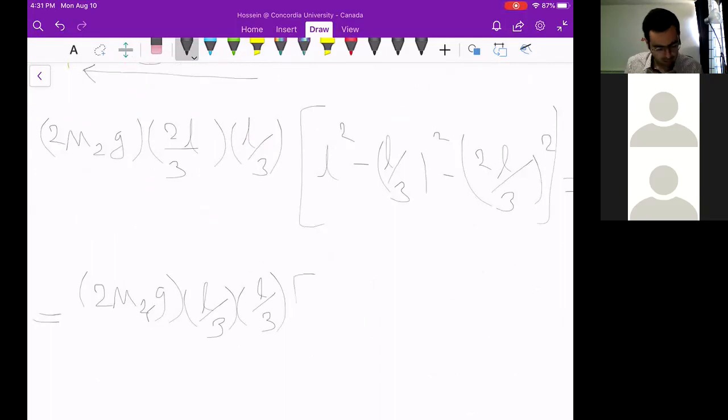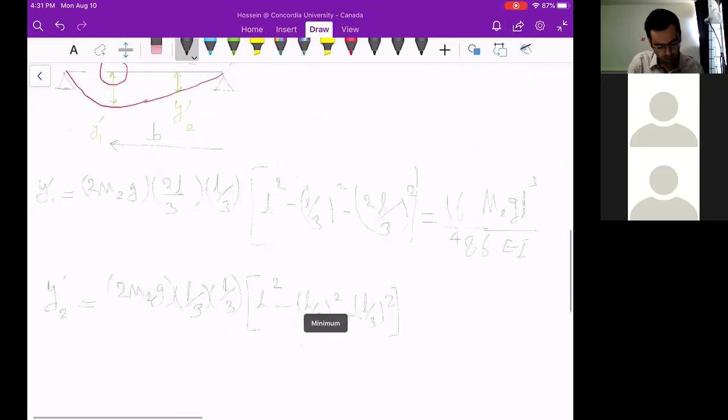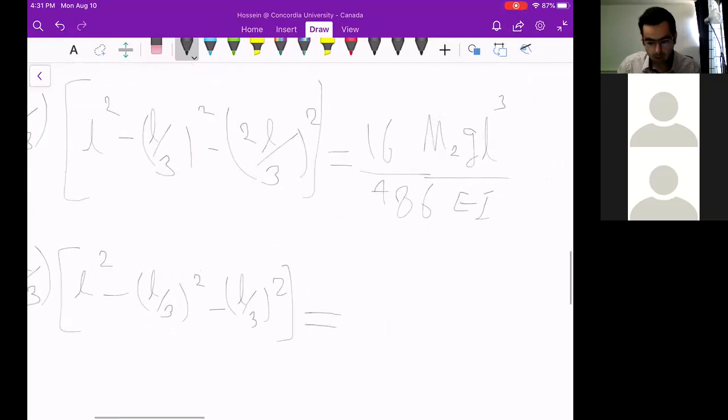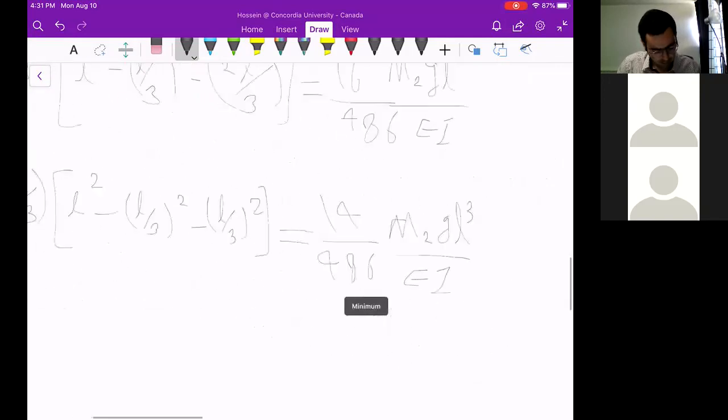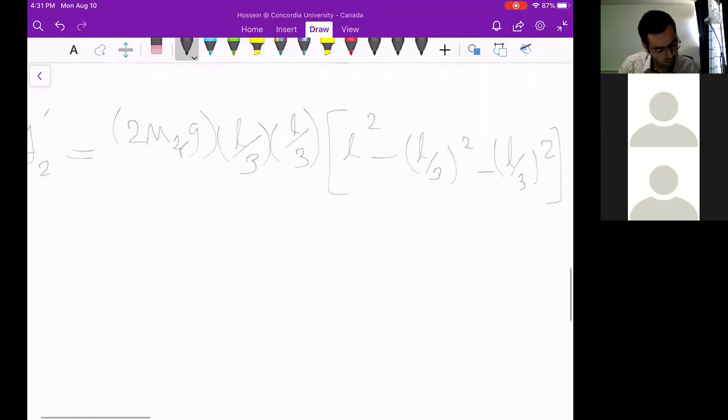So L squared minus X squared minus B squared. So this is going to be equal to 14/486 M2G L cube over EI.